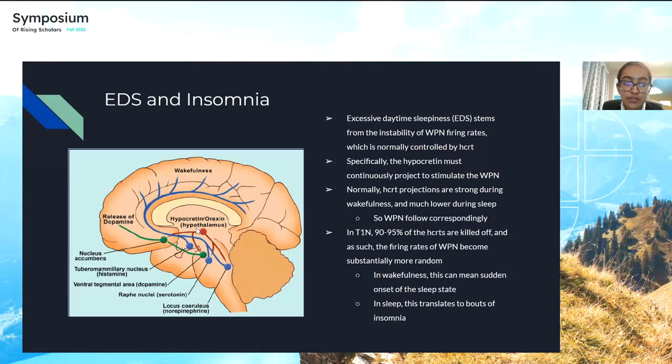However, when hypocretins are no longer able to activate these neurons on a steady basis, the wake-promoting neurons start firing randomly. In T1N, when 90 to 95% of the hypocretins are killed off, the firing rates of WPN become much more random. So in wakefulness, this means the sudden onslaught of the sleep state, and during nighttime, this can translate to bouts of insomnia. Hence why the mechanisms of action for EDS and insomnia are surprisingly so intertwined.